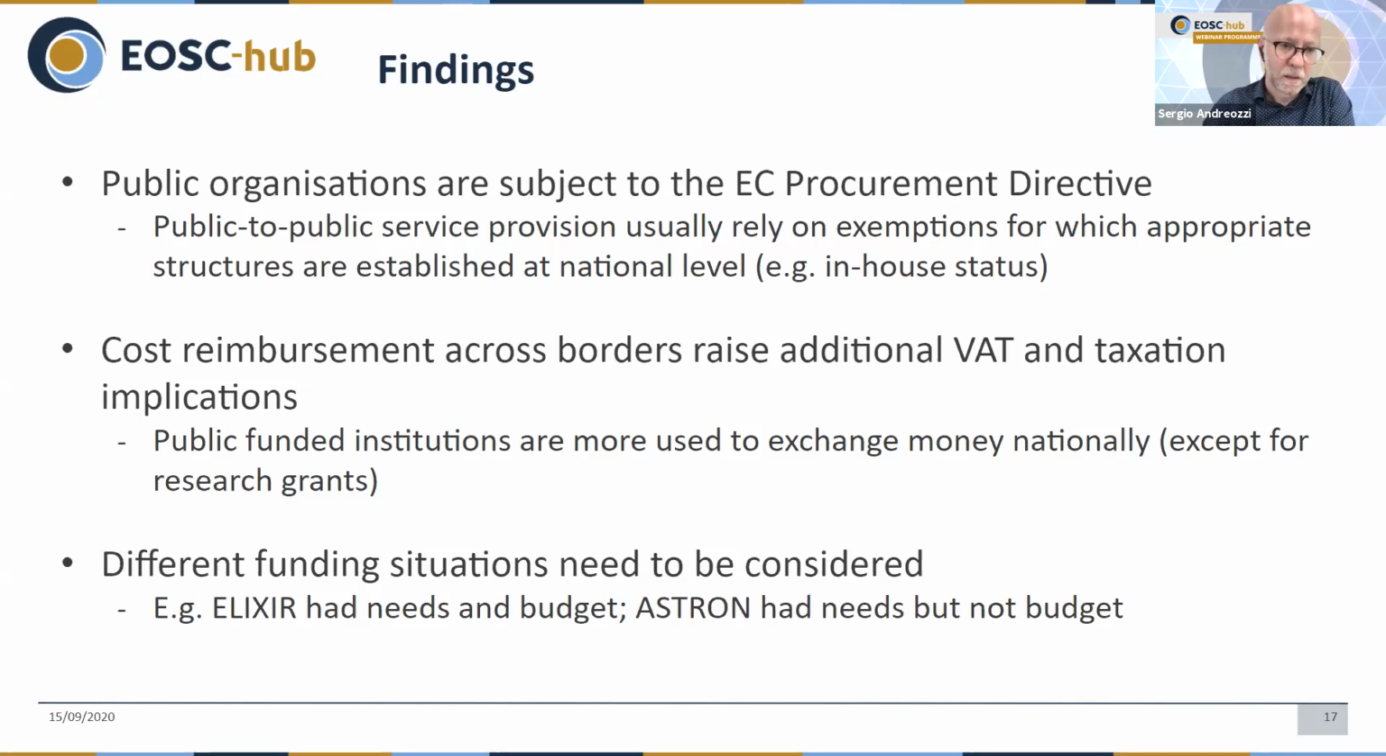And finally, from the two use cases we had, we found there are also different funding situations that need to be considered in the design of the EOSC. For instance, Elixir had their own budget to buy services. They just wanted to understand what's the best solution for them. Astron had the needs, but also needed a budget. So some kind of signposting functionality, helping to match the providers and also the funding stream, would be very useful as a function provided by the EOSC. So this was a main recap of the key findings that we want to highlight.